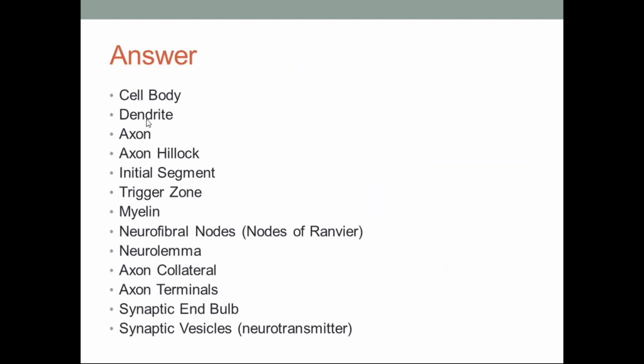So here we go. Cell body, dendrite, axon. I heard axon hillock. We have that initial segment in the axon hillock where the trigger zone is, where that first channel is for sodium. We have myelin and neurofibril nodes or nodes of Ranvier. We have the neurolemma, that's the cell membrane of the neurolemmacyte or Schwann cell. We have axon collaterals, axon terminals, the synaptic end bulb and the vesicles where we have the neurotransmitter.